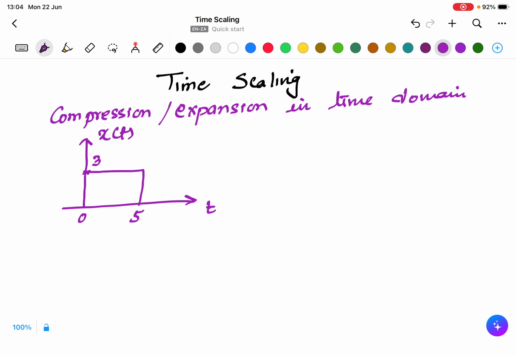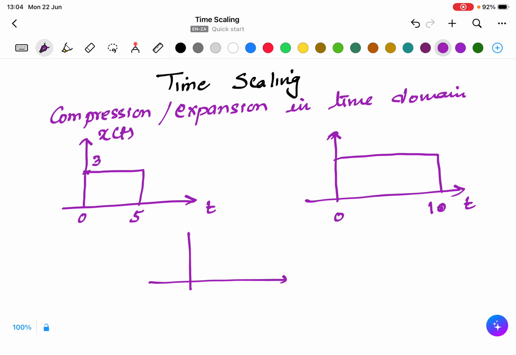5. So either I expand it, let's say I make the information available on a larger scale of time, or maybe I will compress it in time. It means the same information is available, but it is available in a compressed format or maybe an expanded format. That is what scaling means.